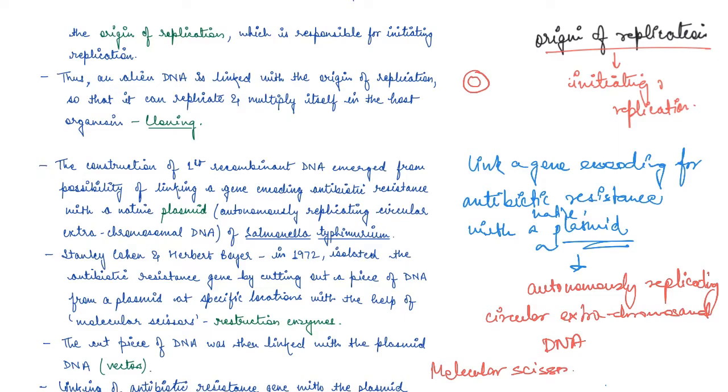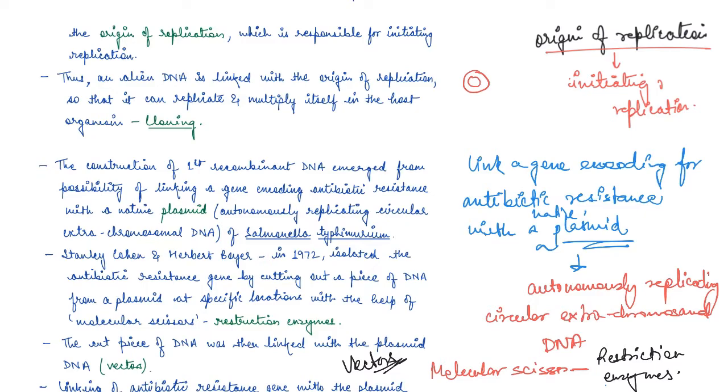Molecular scissors. These are basically nothing but restriction enzymes. So basically, we cut these DNA molecules with the help of restriction enzymes, and the cut piece of DNA was then linked to the plasmid DNA. Now, these plasmid DNA act as vectors, and they transfer the piece of DNA which is attached to the plasmid.